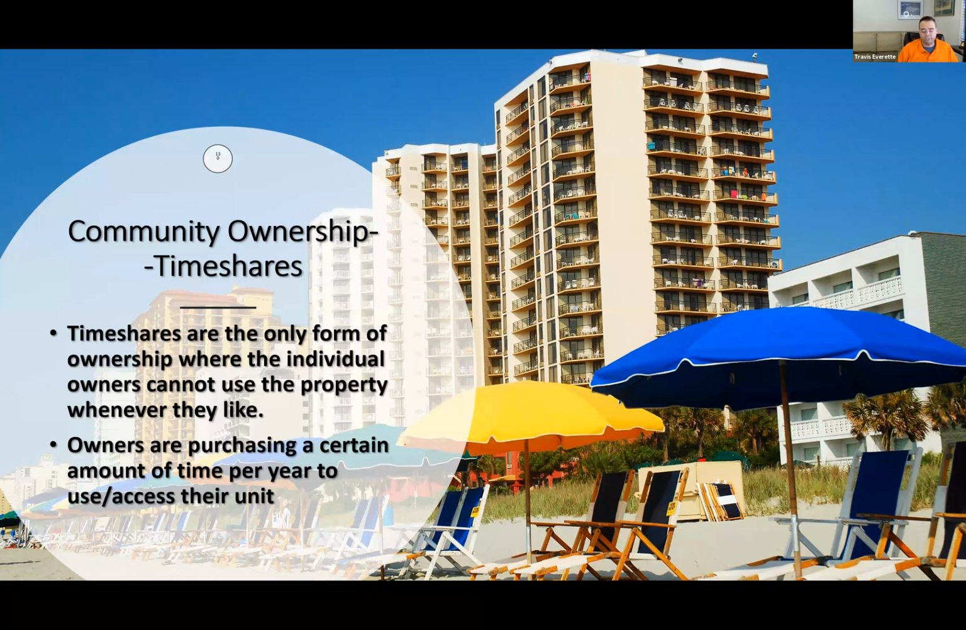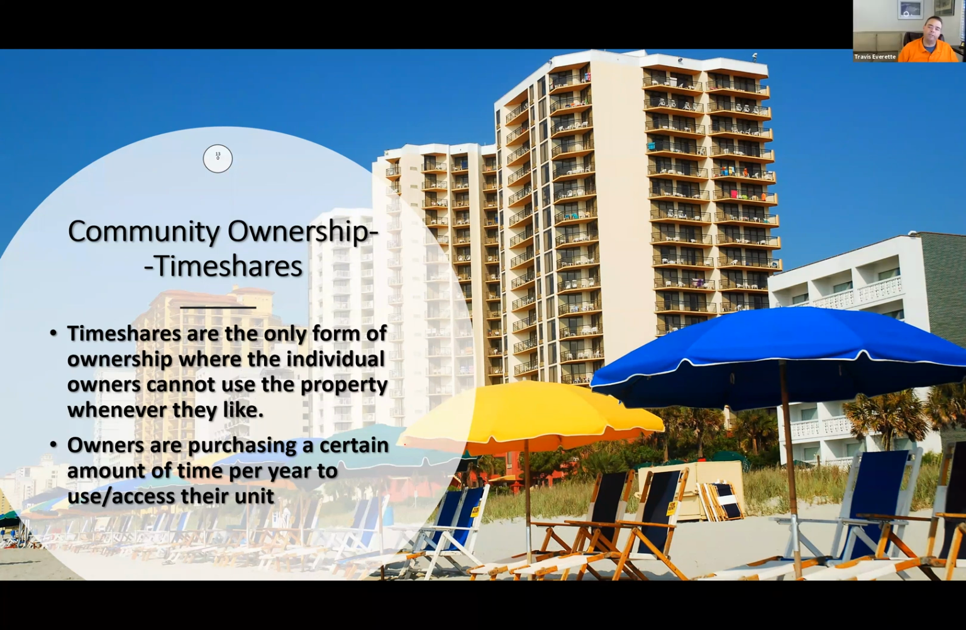Let me ask you a question though. If we have a building that has 100 units in it, and we handle or manage it as condos, how many owners can we have for those 100 units? 100. Because each owner has ownership of the unit all the time.